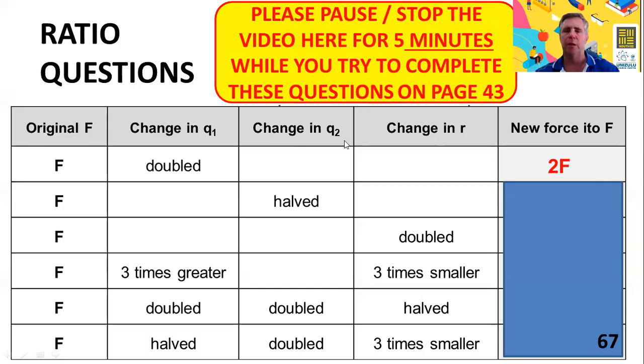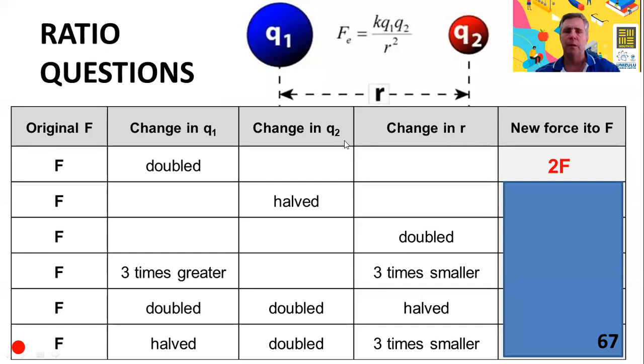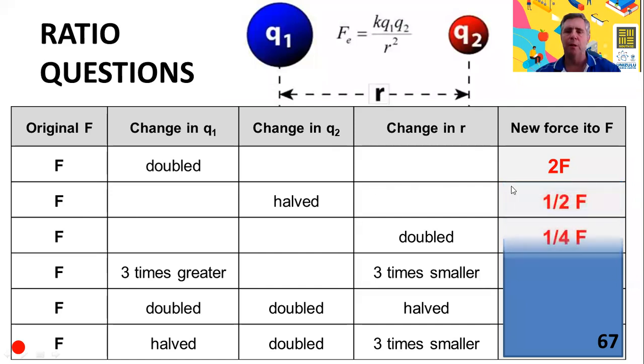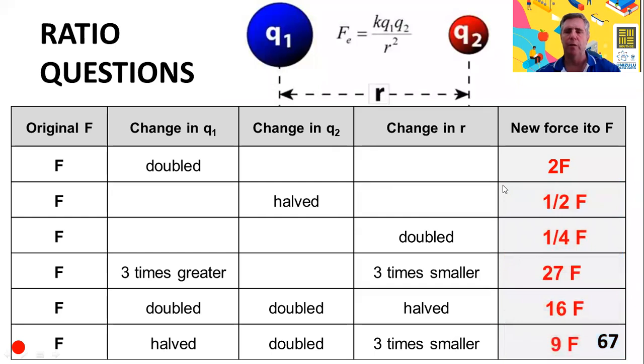Okay, so I hope you've taken the time to try these. So let's have a look at them. Let's look at the second one. So if the only change is that Q2 is halved, there's no change in Q1 and R, then it's quite simple. F should become half F. And here are the other answers.